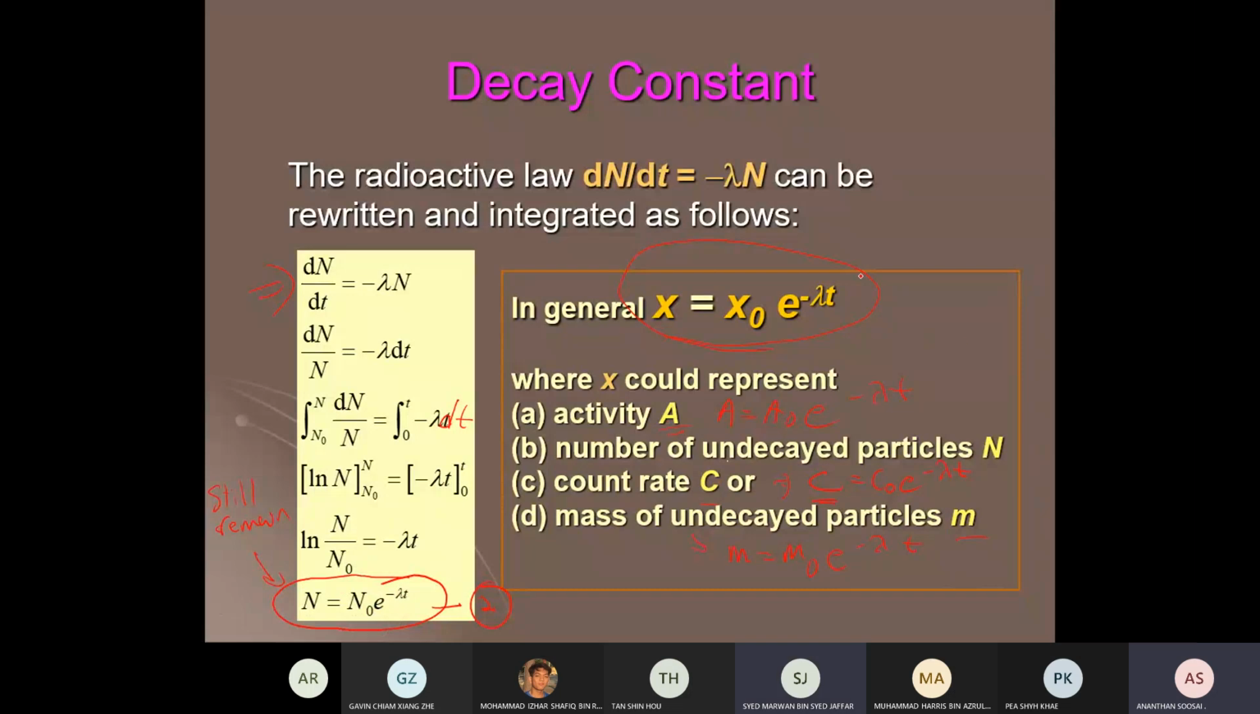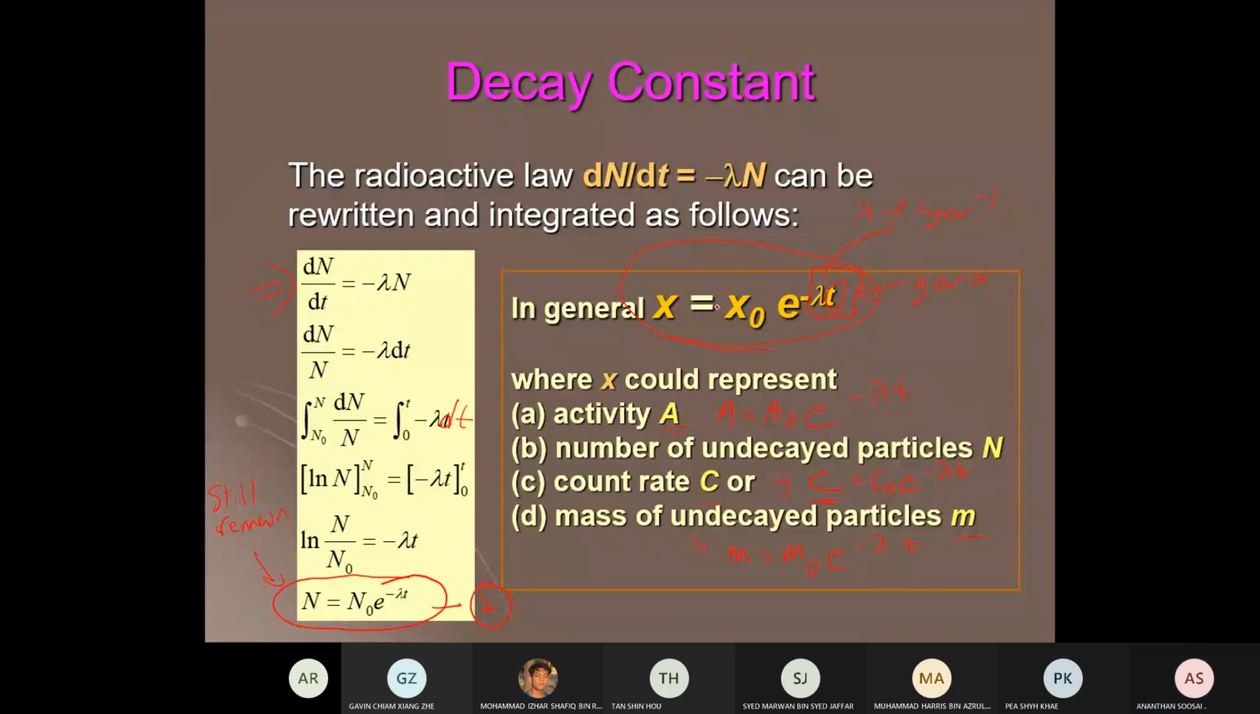Now the lambda t, right? There is a trap here. The lambda here, if lambda is given per year, say the probability is 0.2 per year, they give in terms of year, then the time here you put in terms of years. Both must be the same unit.